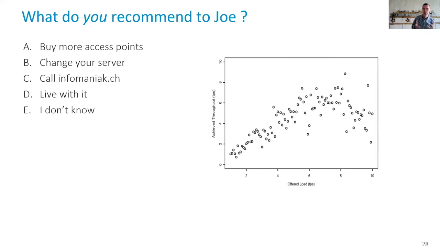Now, if you've seen that, what do you conclude from this? What do you recommend to Joe? Joe has Wi-Fi access points, and has a backend with servers that provide the content. And you could suggest to buy more access points, buy a faster server, do things offline by calling Infomaniak, or that it's impossible to do anything.